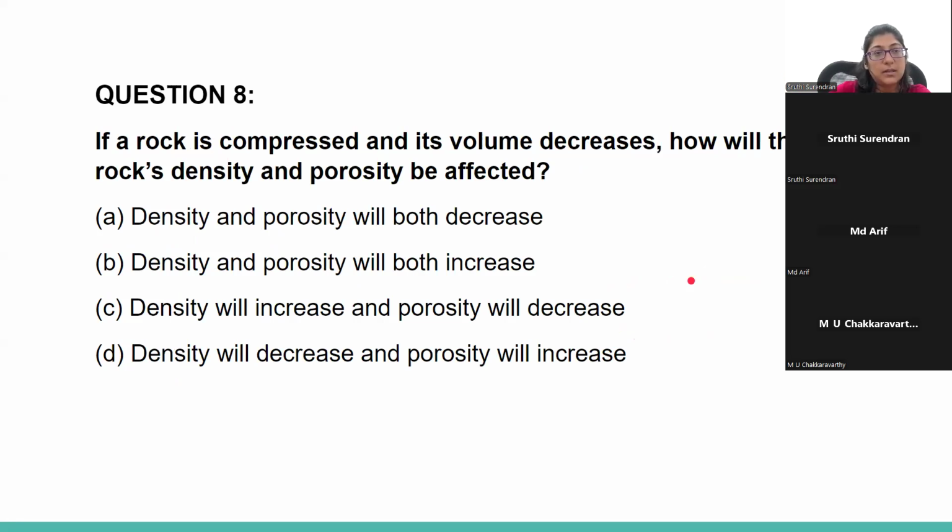Moving on to the eighth question. If a rock is compressed and its volume is decreased, how will the rock's density and porosity be affected? Take your time, read, understand the question. You very well know the definition of density and the definition of porosity. So which option out of these four would be right?